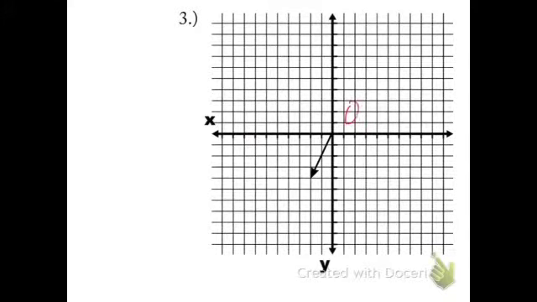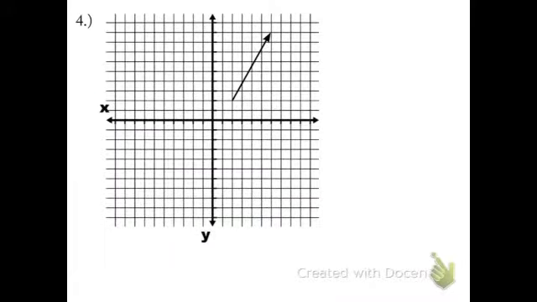On 3, you start out at 0, 0. And you end at negative 2, negative 4. And you notice if you're starting out at 0, 0, whatever you end at, that is your vector. So you're looking at negative 2, negative 4. On 4, we don't start at 0, 0, so be very careful on this one.